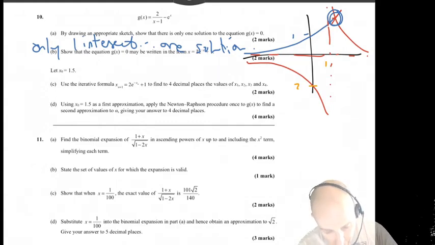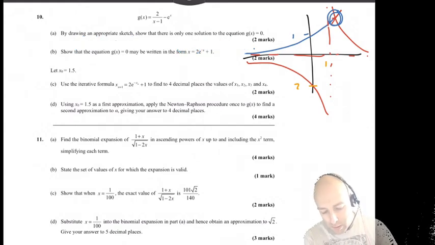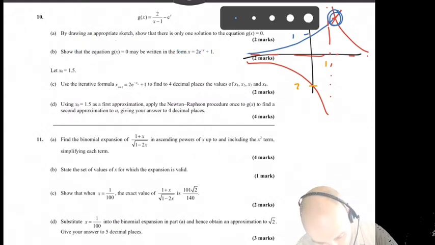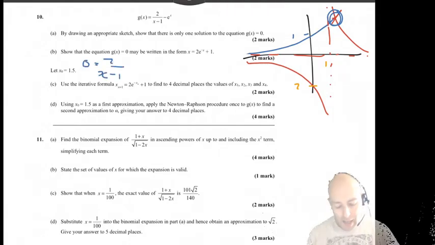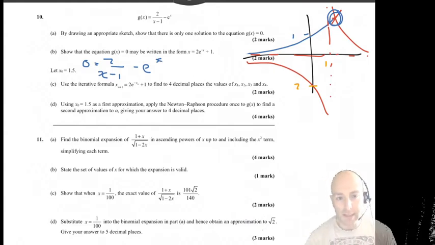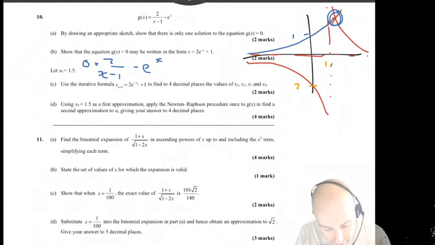Part B, show the equation g(x) equals 0 may be written in that form. So this is the whole iteration bit. So we're going to say 0 equals 2 over x take 1 minus e to the x. And the whole idea here is to try and rearrange it to get x equals. If we have a look at this, we can work out a rough version of the form.